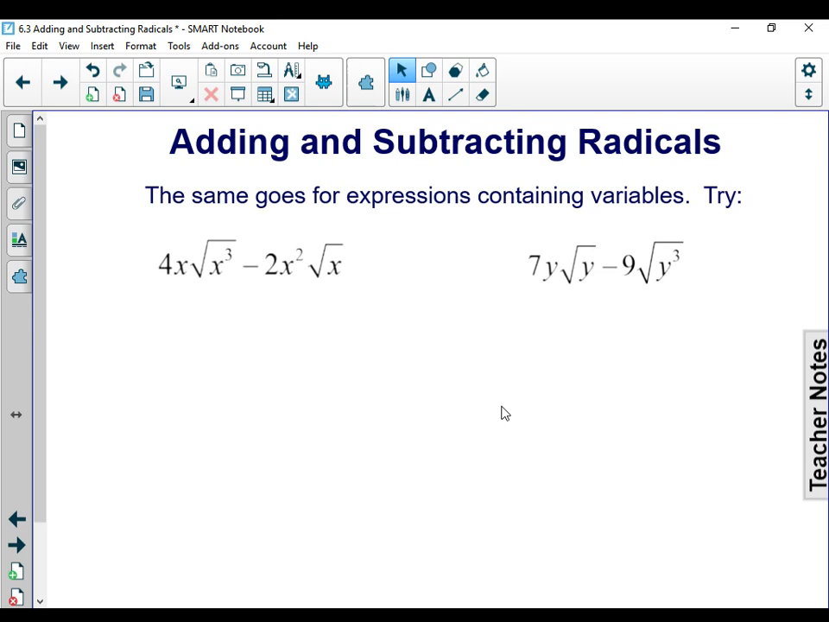What about variables? Same thing. See if you can simplify it first, and then if it can be combined, go ahead and combine it. We try both of those. Remember to look out for the index, the radicand, and if there are any variables in front.